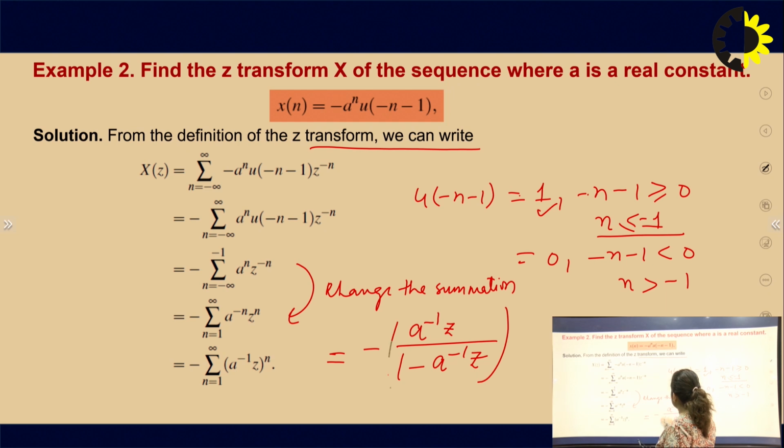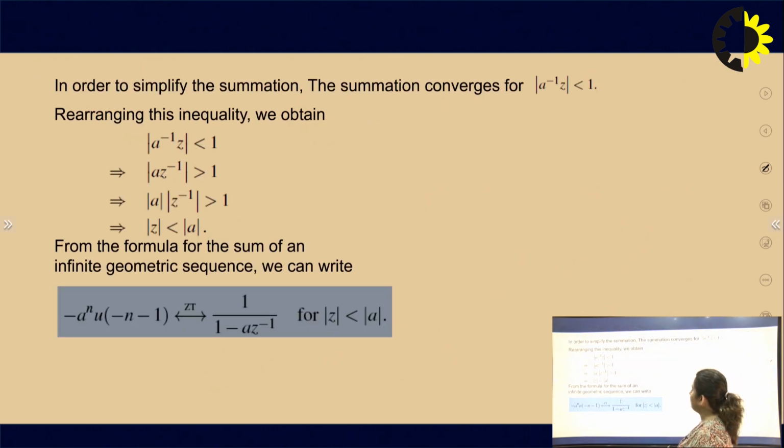You can write it like this, or you can write z upon a over 1 minus z upon a with a negative sign. So it is z upon a minus z with a negative sign, or z upon z minus a. So both the z transforms are similar to each other. If you see, both the z transforms are similar to each other, but the ROCs are different, because it's a left sided signal. The ROC is mod of z less than mod of a. So it's the inner side of the circle.